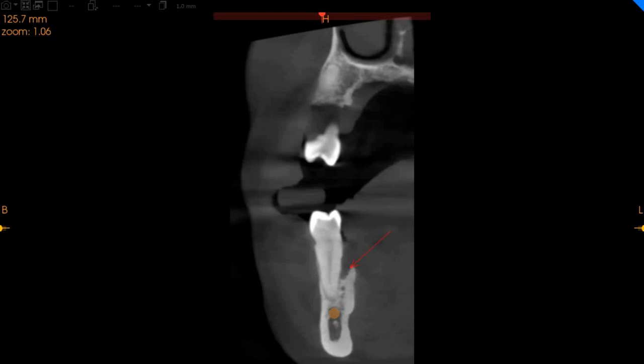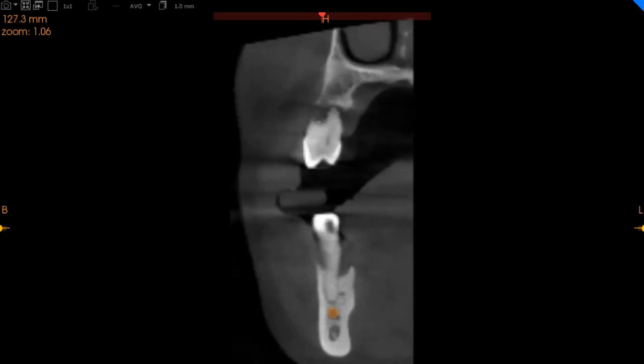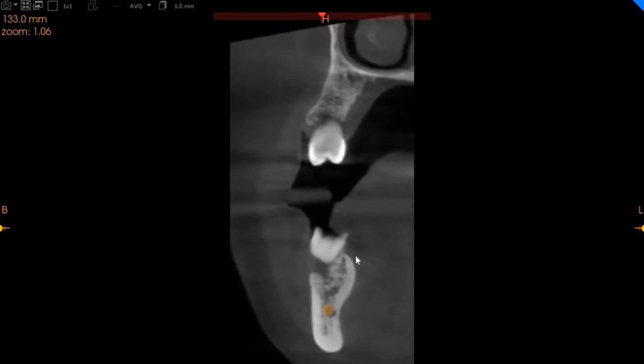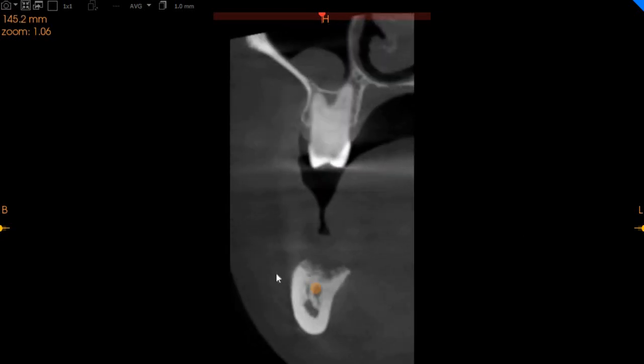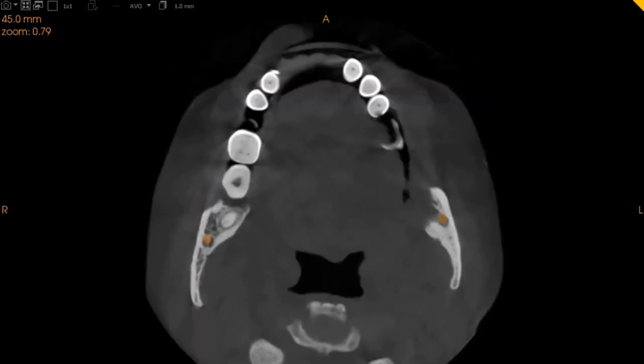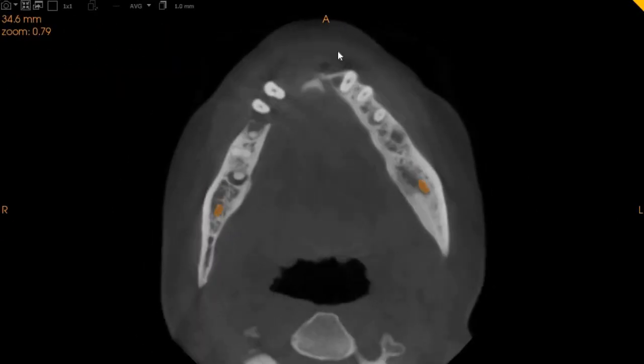So we don't see areas for implant placement. This is the lower left 6, again thin ridge, bone defects, roots present. Left 7, again no height between the ridge and the inferior alveolar nerve. So if there are any further questions, please feel free to reach out to our team. We would be extremely happy to help.